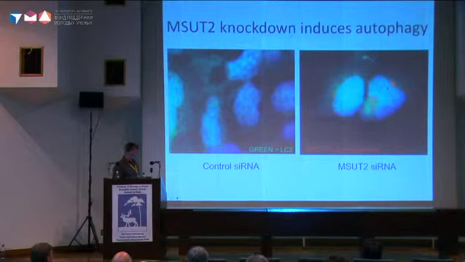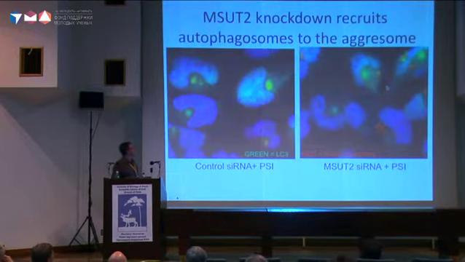So if we look at resting cells carrying this reporter, we can see that LC3 is this nice greenish yellow over here. And there's very little, although you can occasionally see little tiny spots of low-level autophagy. When we knock down MSUT2, we see a dramatic upregulation of autophagy. This at least tells us that MSUT2 has something to do with autophagic induction, although how it's doing that from the nucleus still remains a mystery. If we look at aggresome formation in the context of this reporter, we do see when cells have aggresomes, there is an upregulation of autophagy. But when we knock down MSUT2 in the same context, we see a dramatic increase of autophagosomes that are recruited to the site of the aggresome.